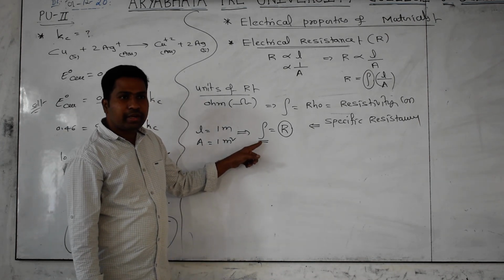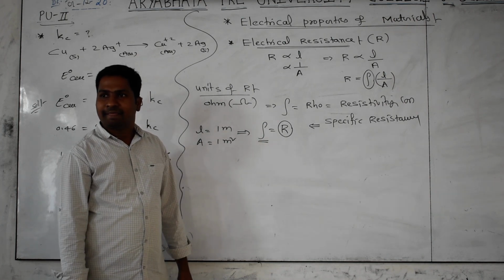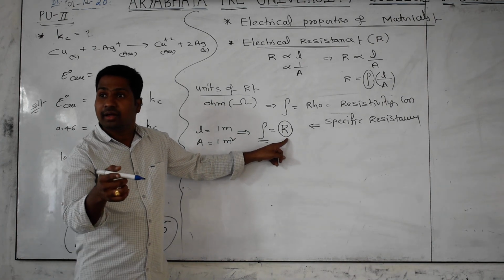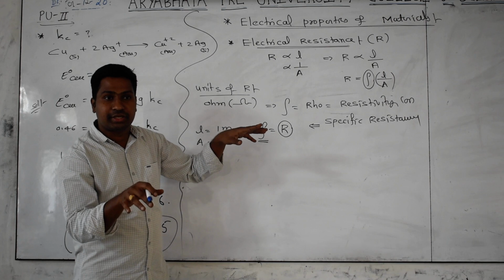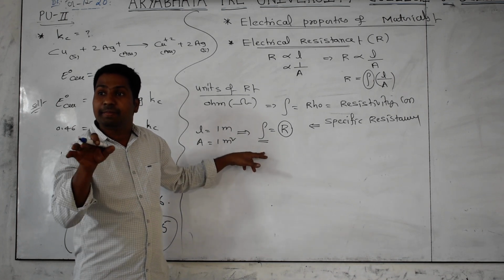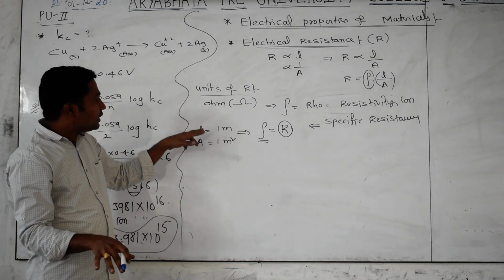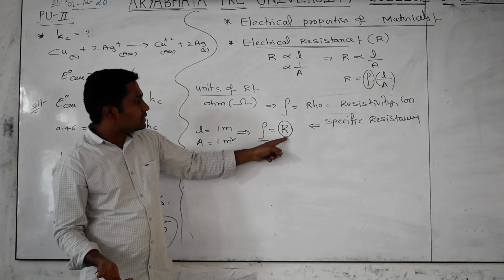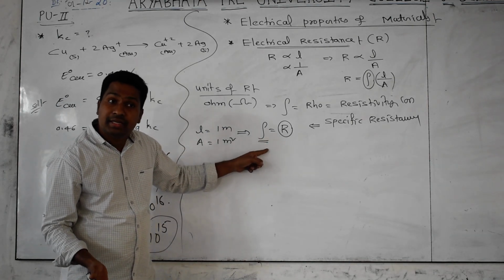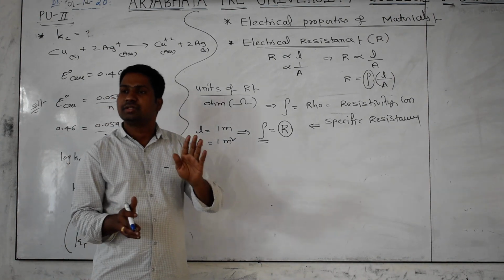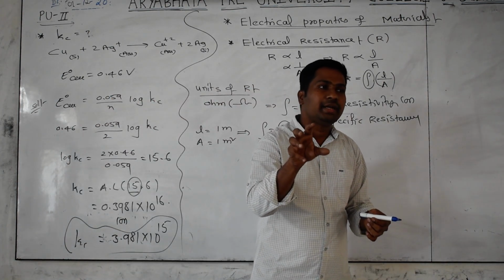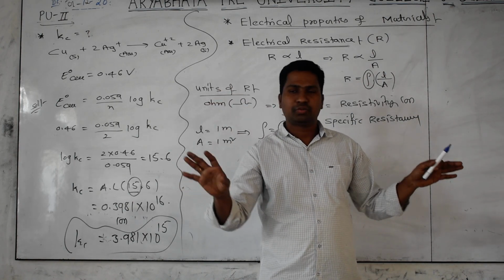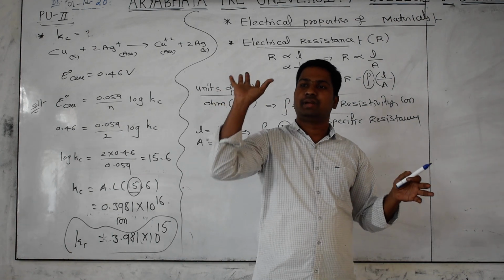Is it an extensive property or an intensive property? R is an extensive property, depending upon the amount of matter, namely length and cross section area. But resistivity is independent. Why? Because it is already fixed when we take 1 meter length and 1 meter square cross section area. Resistance is the extensive property and resistivity is the intensive property, because resistivity means the resistance of the material for 1 meter length and 1 meter square cross section area, so it is fixed. That's why however much you take, the resistivity of the body remains the same.